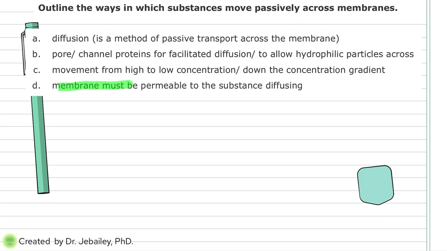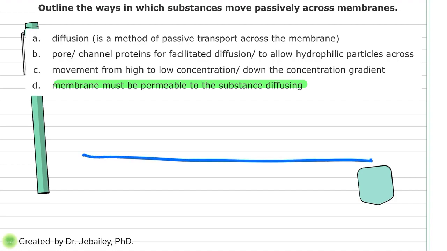Also, the membrane must be permeable to the substance diffusing. So imagine if you had a membrane that is like this line and it's completely blocked. No matter how tiny the particle is, it will not go through. It just won't, because the membrane is not permeable. But because it's kind of permeable, that means there are pores or some little gaps in between. It allows tiny particles to pass through.